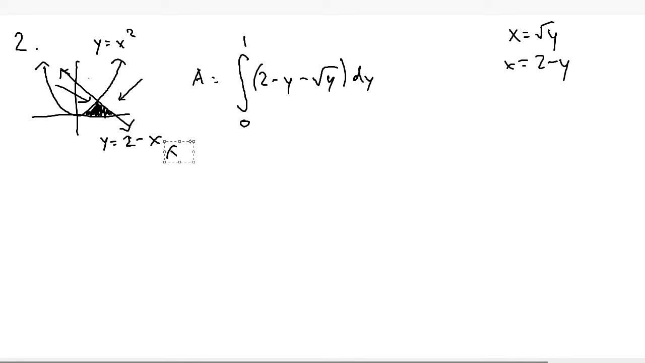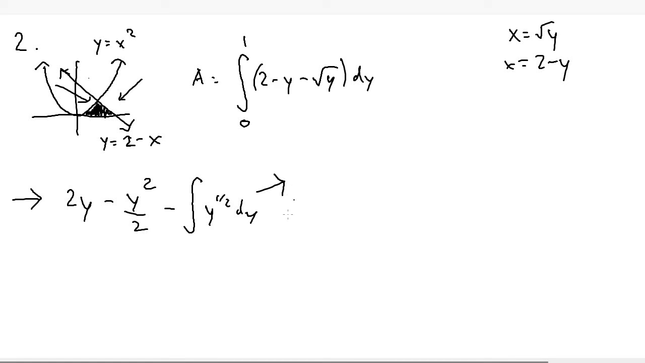And so now what I can do is evaluate. The integral of 2 with respect to y is just 2y. The integral of y, obviously using the power rule, is y squared over 2, minus the integral of the square root of y, or I can change that to y to the 1/2 power dy. And in order to evaluate the integral of y to the 1/2, we can use the power rule once again, so add 1 to that power. The 1/2 plus 1 is 3/2, and we can divide by 3/2 or multiply by 2/3.